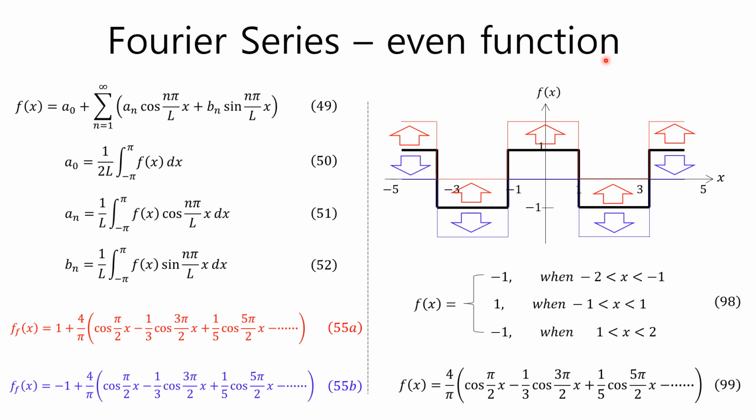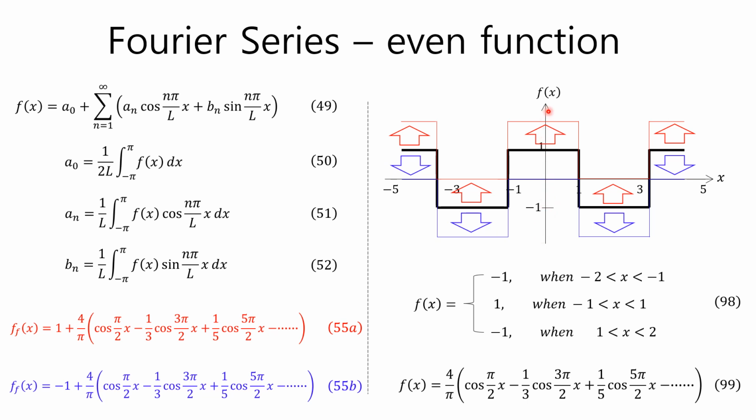If the average value of the previously discussed function is 0 and is symmetrical about the f(x) axis, the square waveform can be expressed as equation 99, using the remaining terms except for the average terms, plus 1 in equation 55a and minus 1 in equation 55b. If this is graphed, it becomes the black waveform in the figure. As shown in the figure, a function that is symmetrical about the f(x) axis is called an even function.